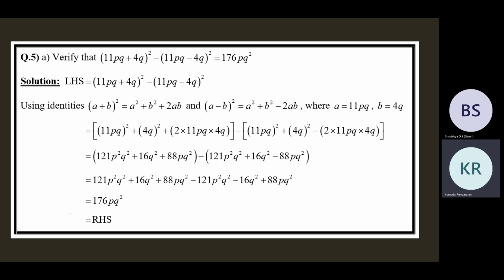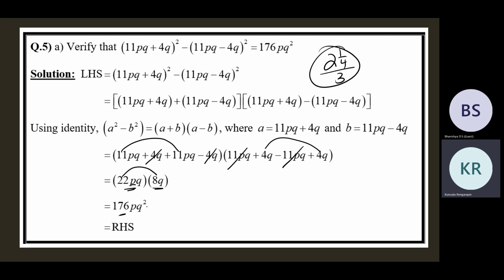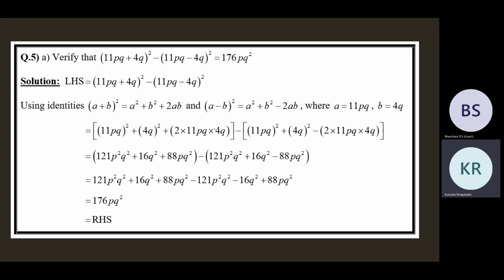Yeah, I've done this in a different way. The same answer, you can take a screenshot. It's the same question, Bhavishya, but here we have tried it using the identity a squared minus b squared is a plus b into a minus b. Here, what we do is we expand. This is in the form a plus b the whole square, and this is the form a minus b the whole square. So we have expanded. We've used two identities here. We've used the identity a plus b the whole square is a square plus b square plus 2ab, and a minus b the whole square is a square plus b square minus 2ab, where our a is 11 pq and b is 4q.